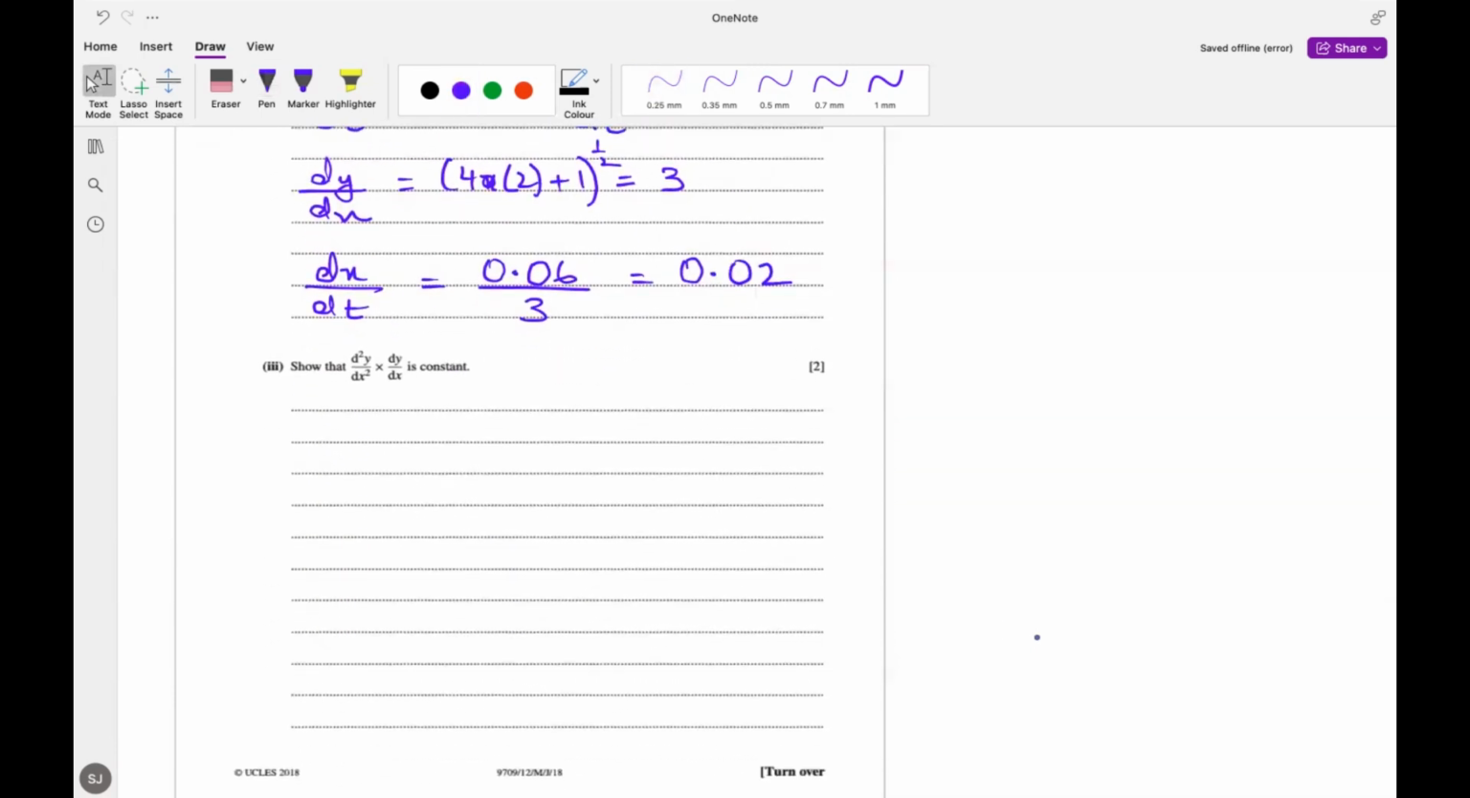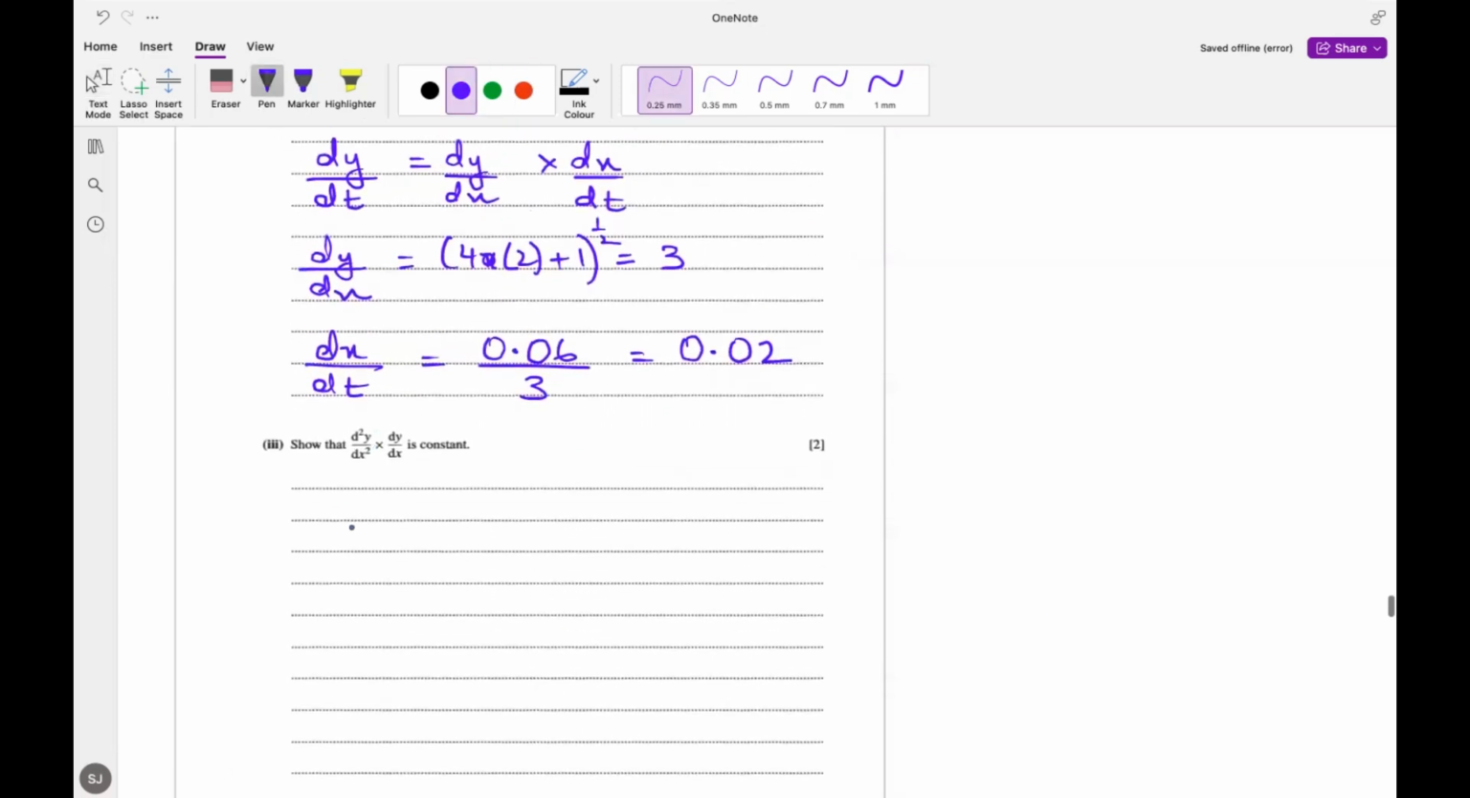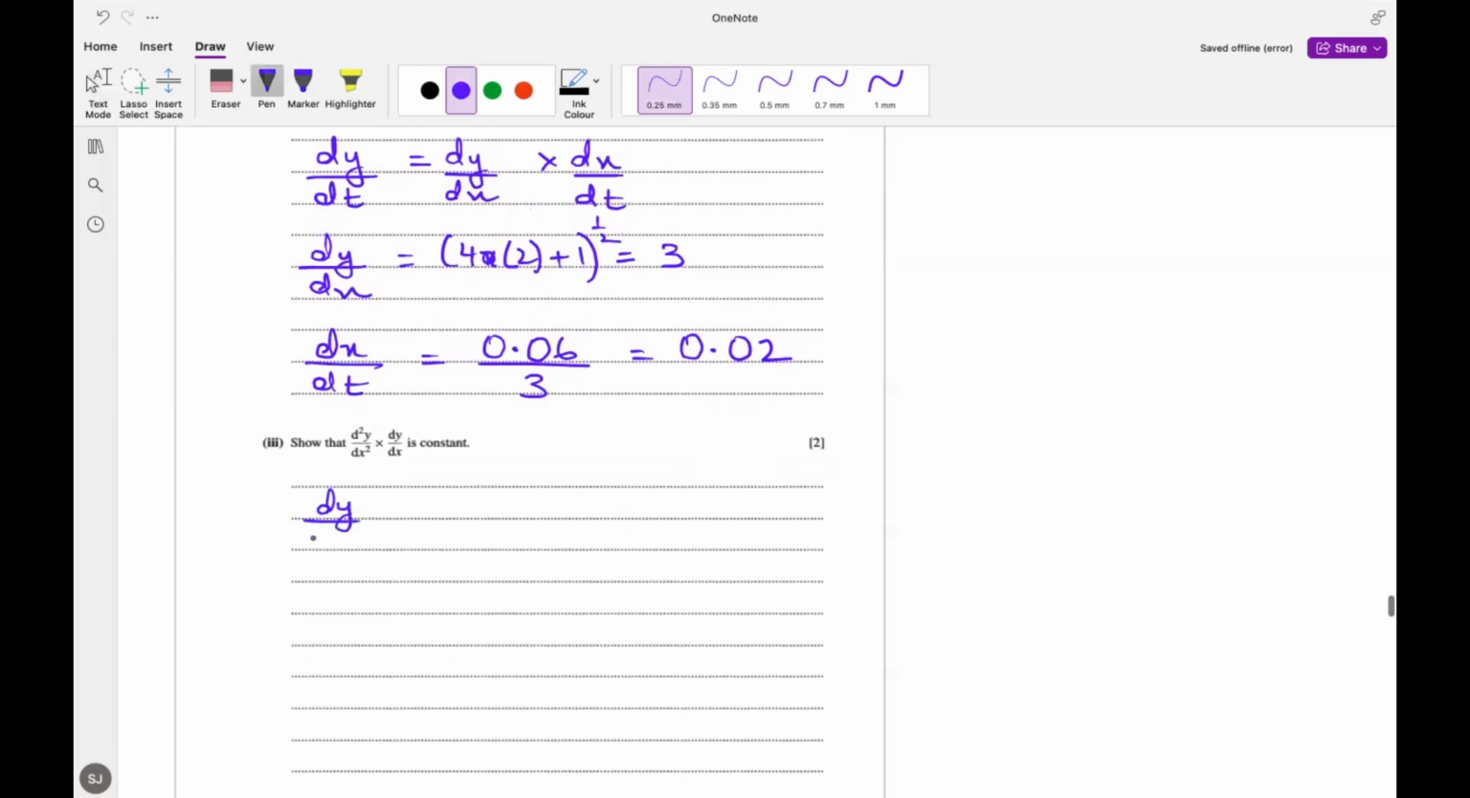In part 3, we have to show that d squared y upon dx squared times dy dx is a constant. To show that, first of all, you'll find an expression for d squared y upon dx squared. To find that, we'll differentiate dy dx again. So dy dx was 4x plus 1 to the power 1 upon 2. Differentiating it again, we'll get 1 upon 2 into 4x plus 1 to the power minus 1 upon 2, and we'll multiply it by the derivative of 4x plus 1, which is 4.